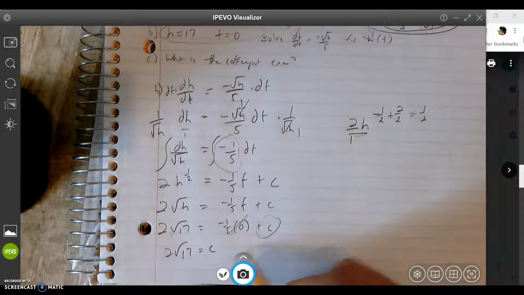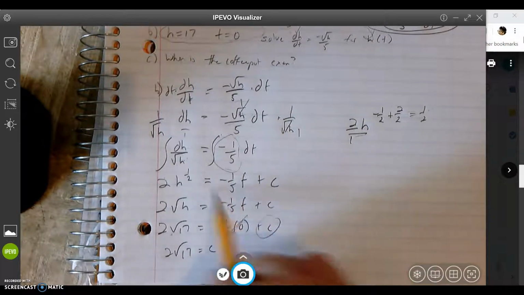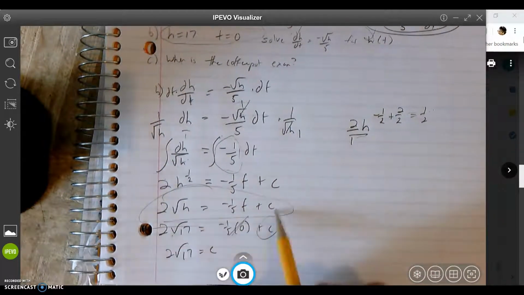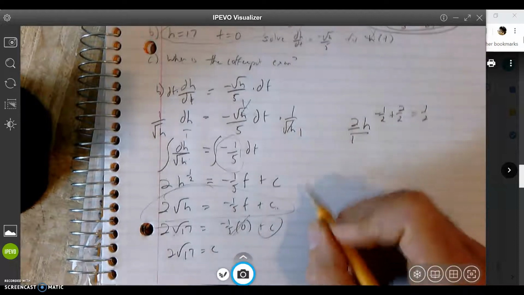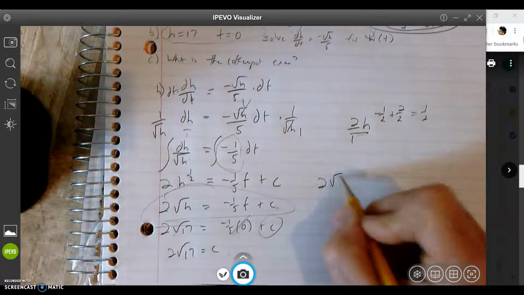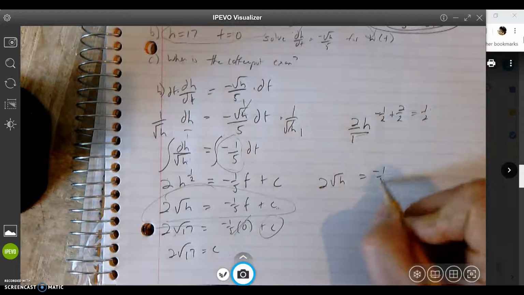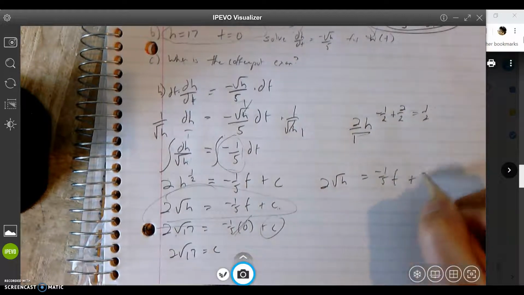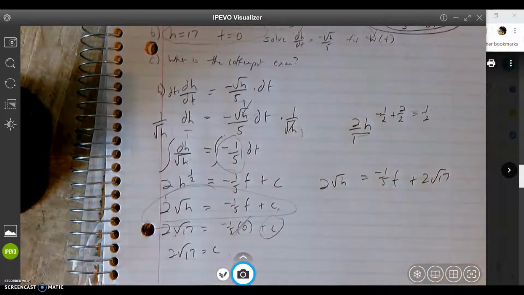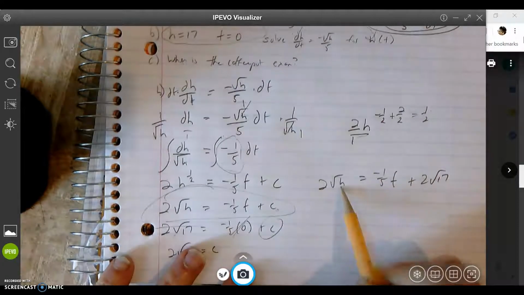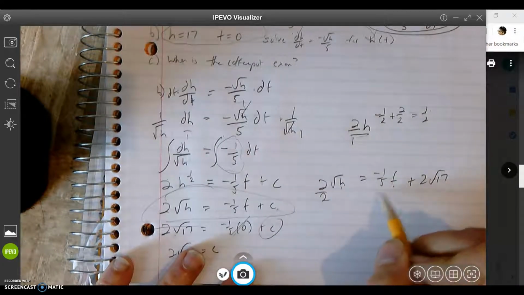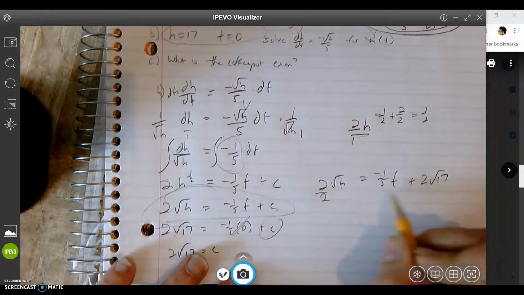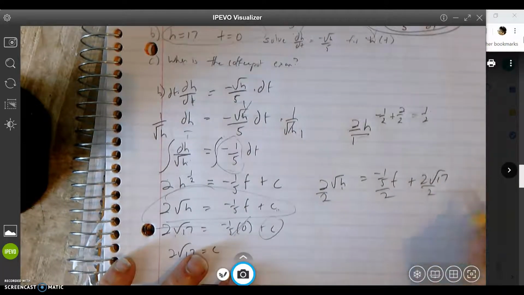All right, doing good. Okay, so now let's go back to our equation right here. We got c now. So it's 2 radical h equals negative 1/5 t plus 2 radical 17. All right, what am I going to do now? I need to solve for h, last step. Divide by 2, and I'm just dividing all these by 2.